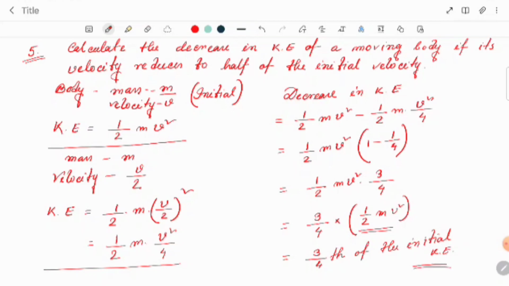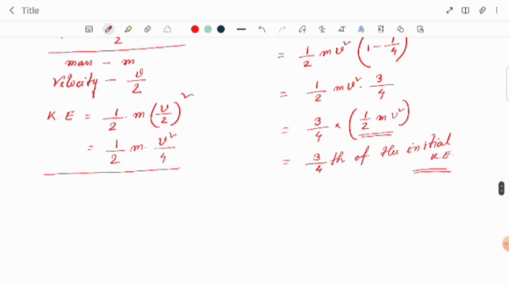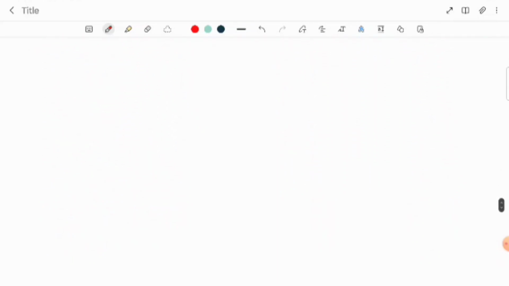This type of question is very, very important. It is coming in the exam also. So everyone please do this type of questions. Another question also we can try. Let's see, number 6 we are going to do.